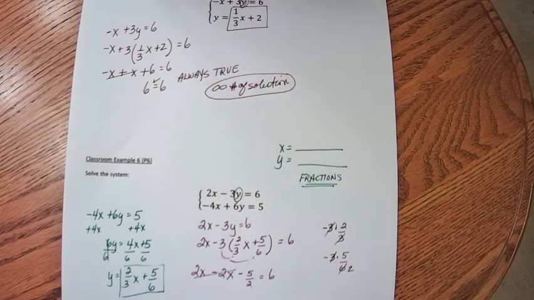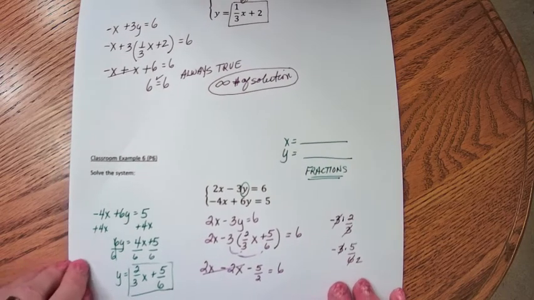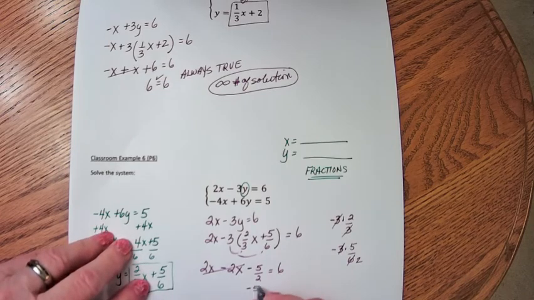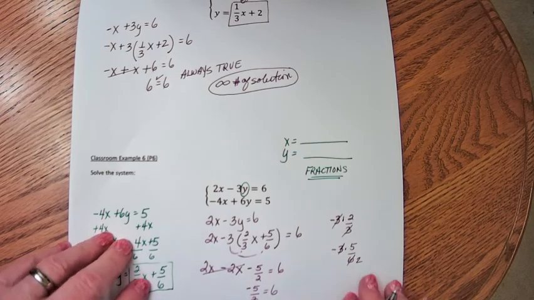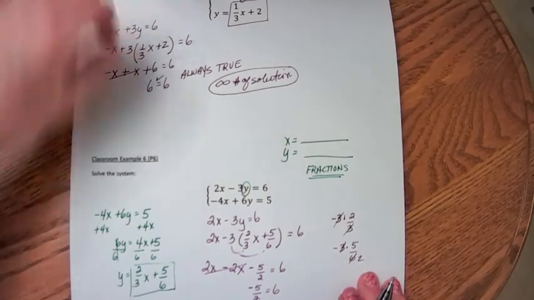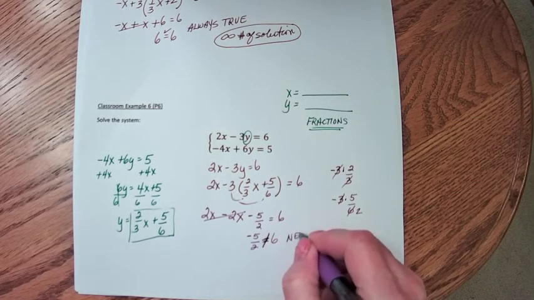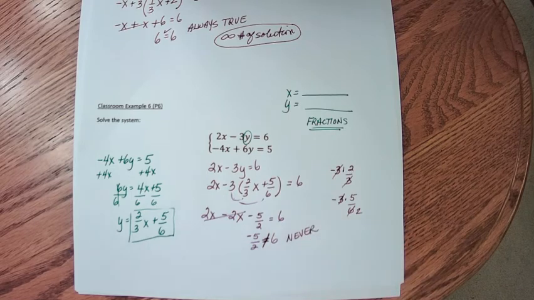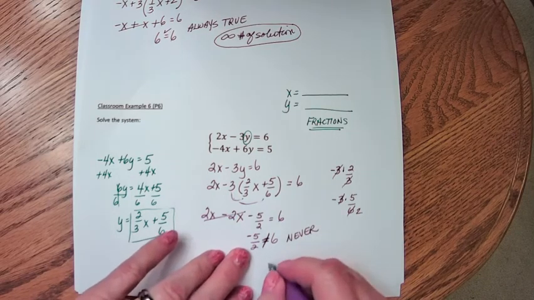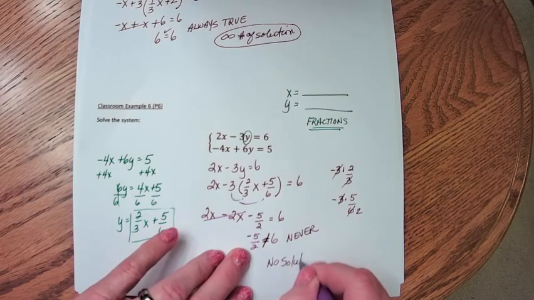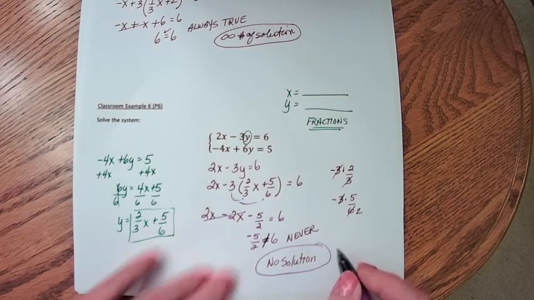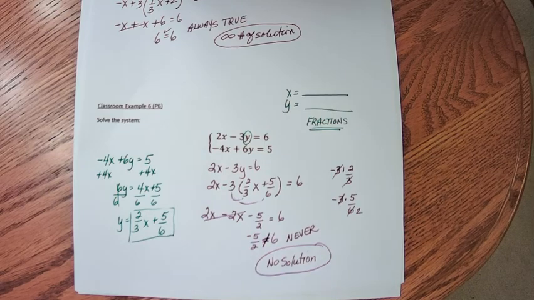2x - 2x - 5/2 = 6. Well, +2x and -2x are going to cancel each other. And what I'm left with is -5/2 = 6. When will -5/2 = 6? Never. That's a contradiction. They will never be equal. So in a system, if you ever get a contradiction, you would say there is no solution to this system. There's no value for x and y that will ever make both equations true at the same time.